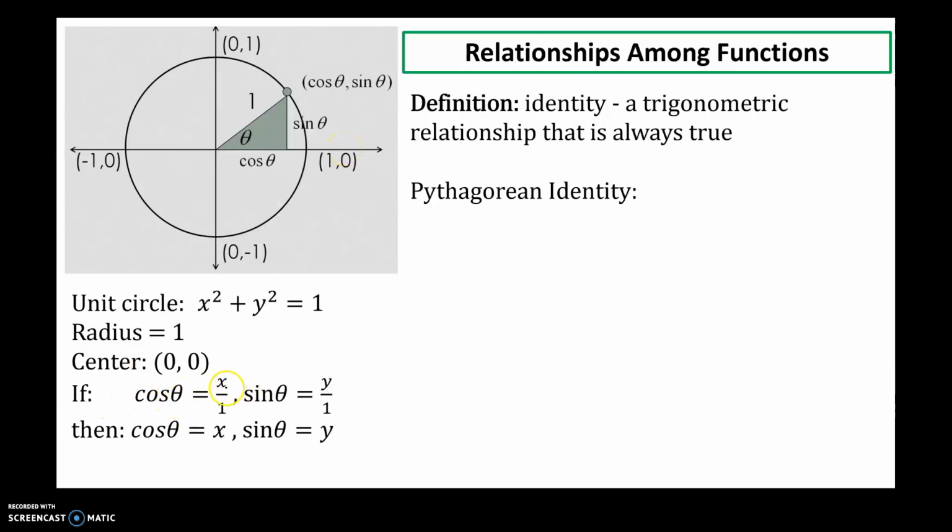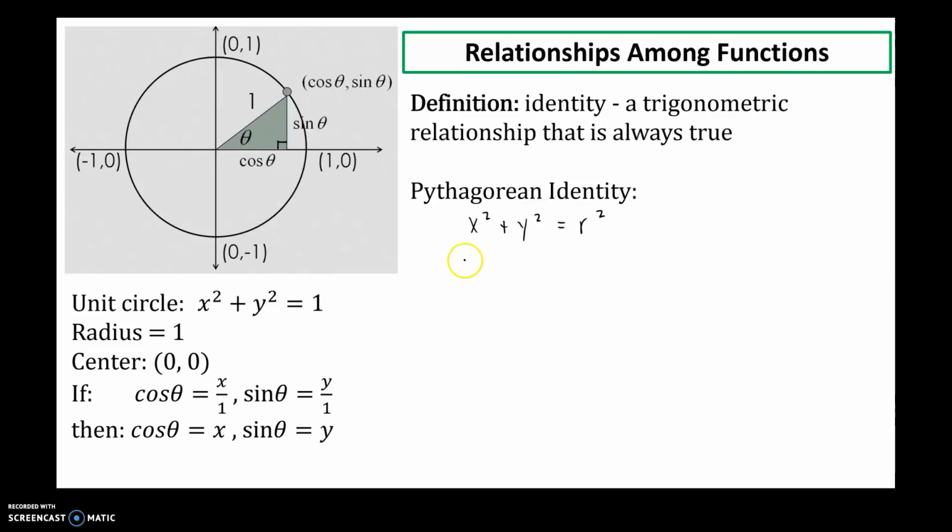So recall that cosine was x over radius and sine was y over radius. So now if my radius is equal to 1, because I'm on the unit circle, then x is equal to cosine of theta and y is equal to sine of theta. We've studied this, right? Any point on the unit circle, the x coordinate's always the cosine function, the y coordinate's always the sine function. So now if I look at this triangle as the right triangle that it is, the Pythagorean identity, think about that, the Pythagorean theorem, x squared plus y squared equals r squared.